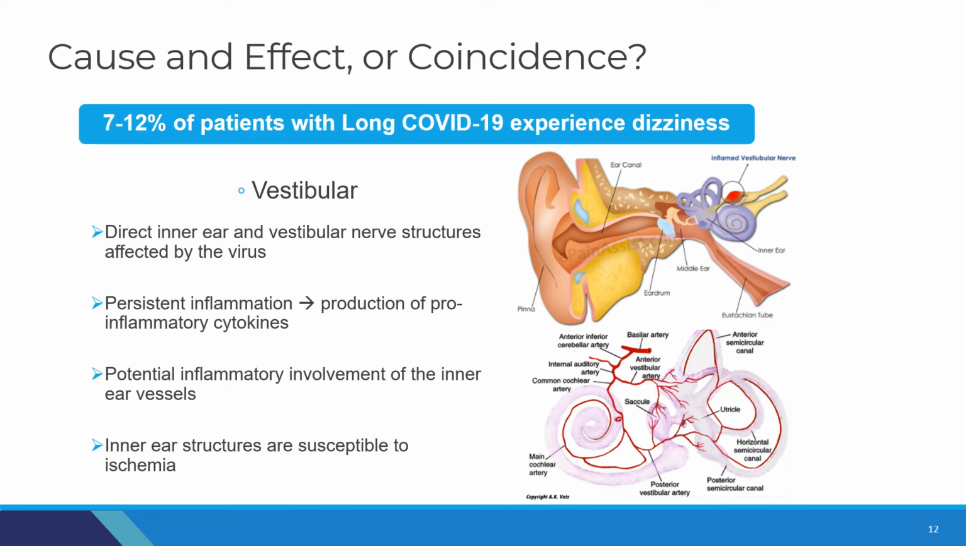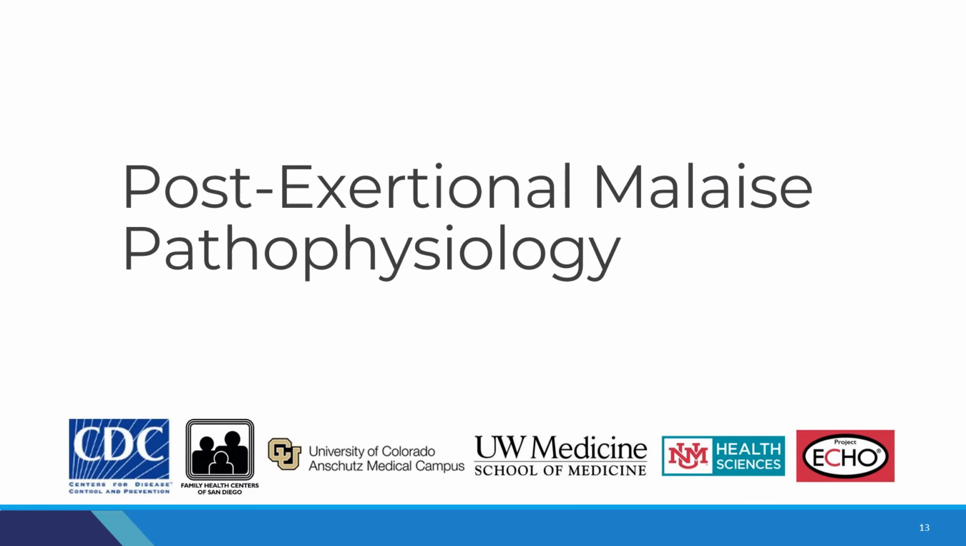For vestibular causes, there are direct inner ear mechanisms of pathophysiology. Post-COVID conditions can cause persistent inflammation of the inner ear blood vessels. This inflammation increases the susceptibility of ischemia, or lack of oxygen delivery, to the inner ear structures. Due to this ischemia, patients can be symptomatic and experience symptoms of dizziness and/or hearing loss, depending on what structure becomes damaged. Next, we will review post-exertional malaise, PEM, as a post-COVID condition.